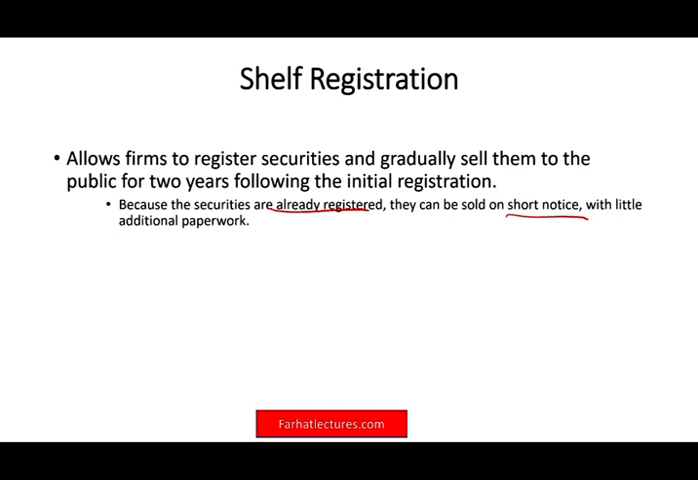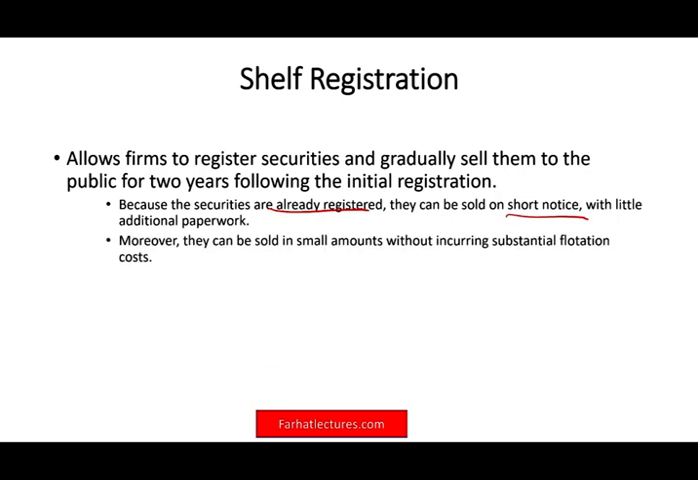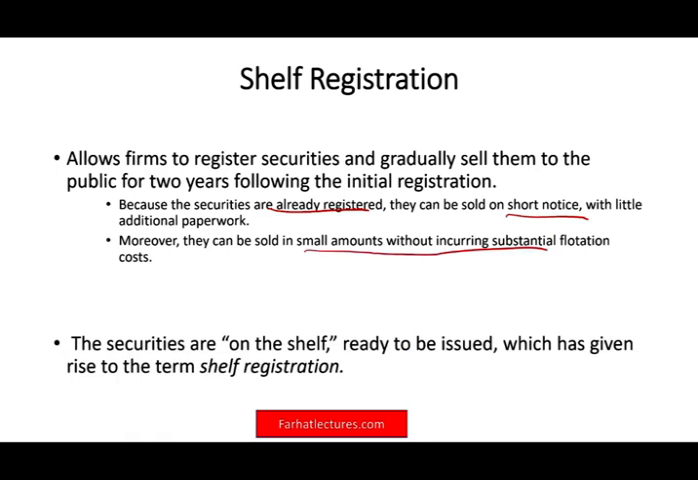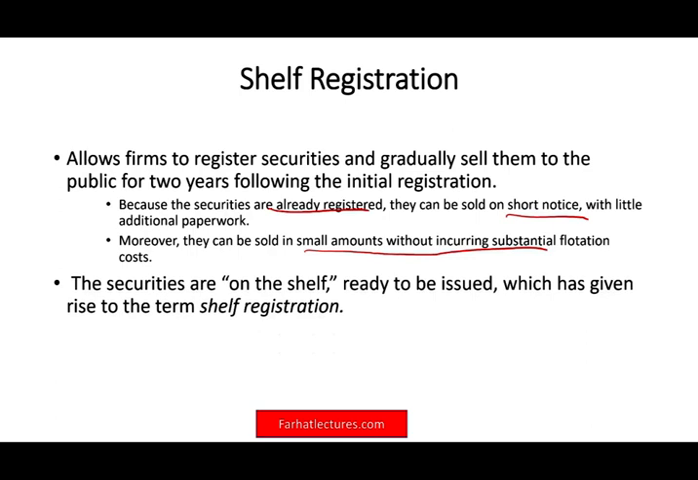So you don't have to go back and waste time. If you need money, you can sell those shares, and they can be sold in small amounts without incurring a substantial fee cost. You don't have to pay a fee cost. The reason they're called on the shelf is that they are ready to go. That's shelf registration. They're on the shelf. If you want to sell them, you can sell them immediately, like in a store.